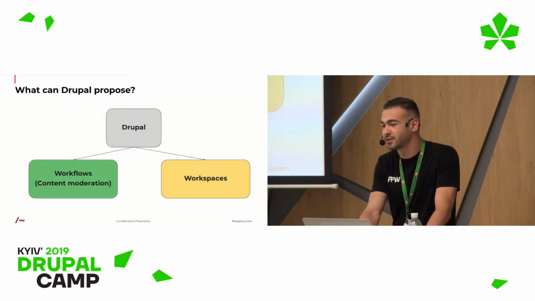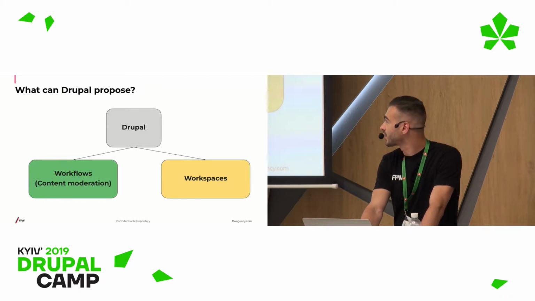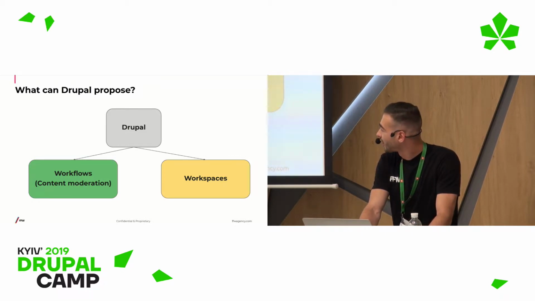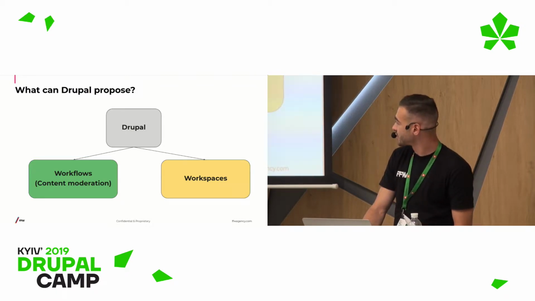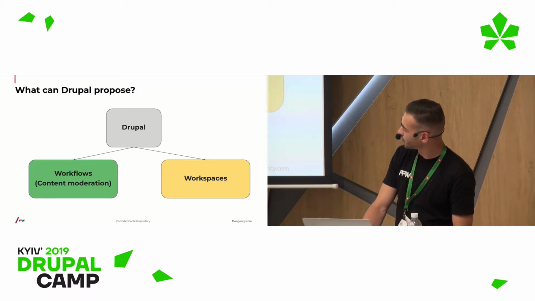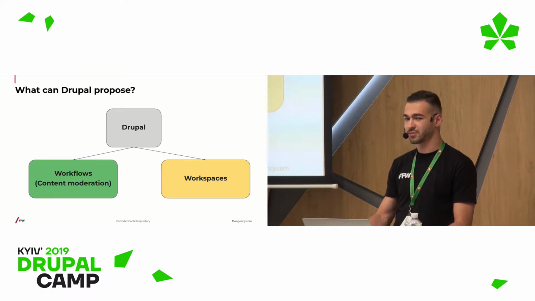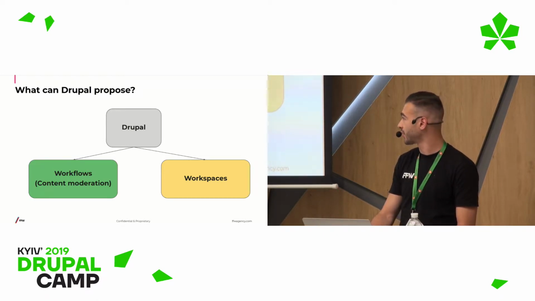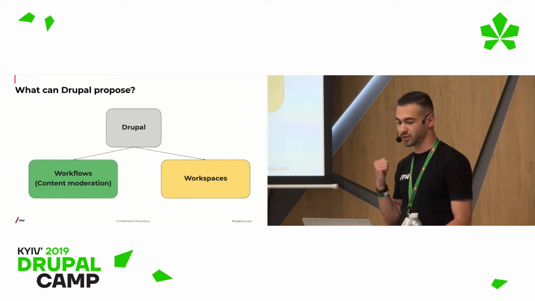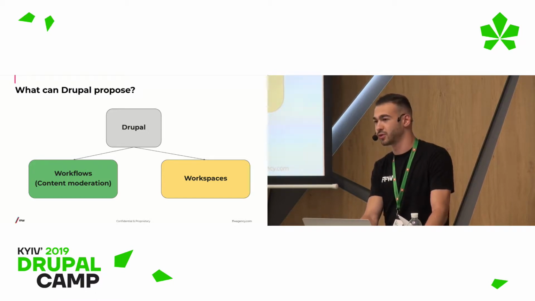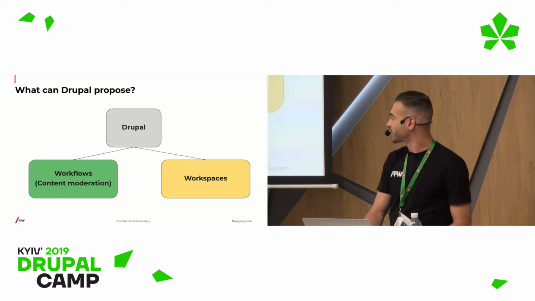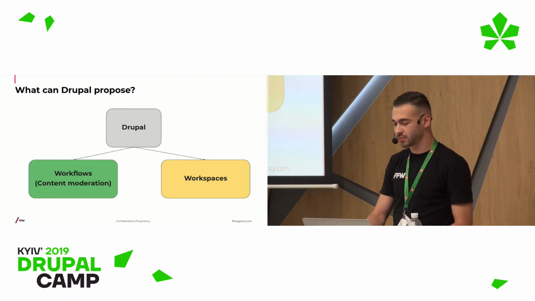So what can Drupal propose in this case? I would highlight two major branches. The first is workflows or content moderation. It's two modules that come in Drupal core now. And the second thing I want to speak about is workspaces, as they recently became an experimental module in Drupal core. So let's see what these modules have to propose to us.